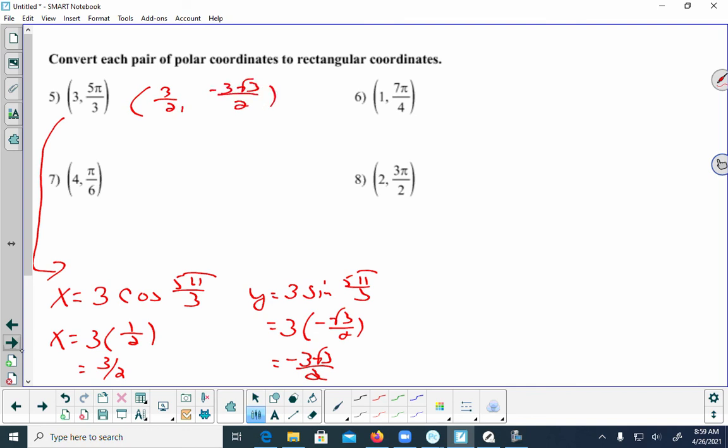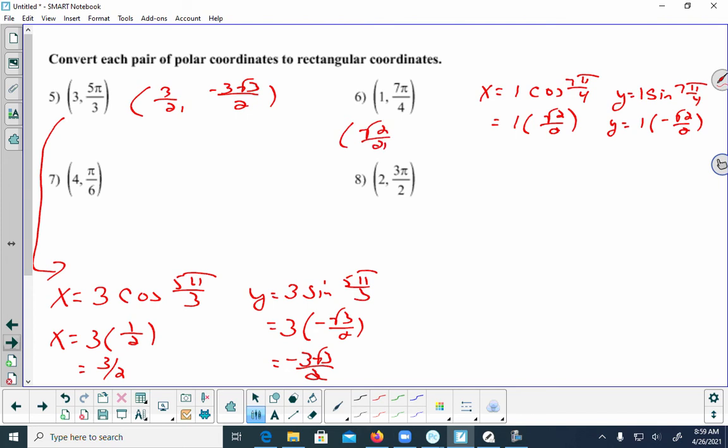Okay, number 6, I am going to do x is equal to 1 times the cosine of 7 pi over 4. So x is equal to 1 times the square root of 2 over 2, and that's positive because it is in the fourth quadrant. Y is equal to 1 times the sine of 7 pi over 4. So y is equal to 1 times a negative square root of 2 over 2. Don't really need to multiply by 1 because it is 1. So it's a square root of 2 over 2 and negative square root of 2 over 2. And that is my rectangular coordinate.